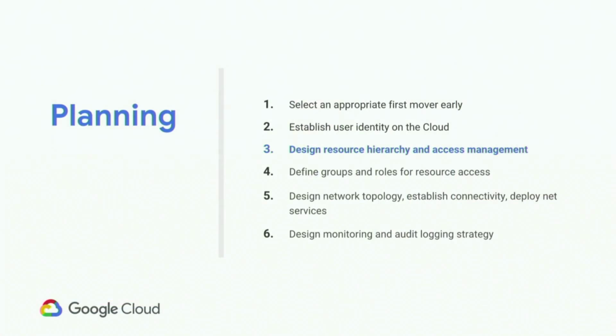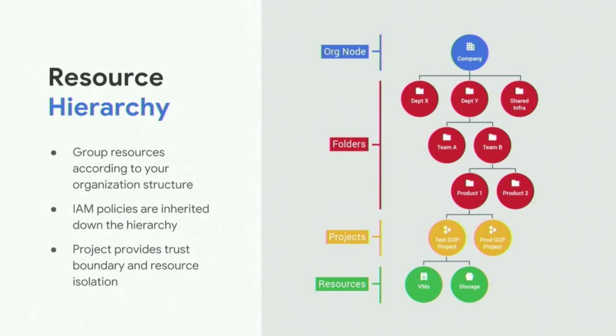The next step is designing your resource hierarchy and your policies for access management. A lot of organizations have a particular structure for particular business reasons. For example, if your organization has a few different departments, and each department has a few different teams, and each team has a few different products or services, you can model that in Google Cloud Platform.